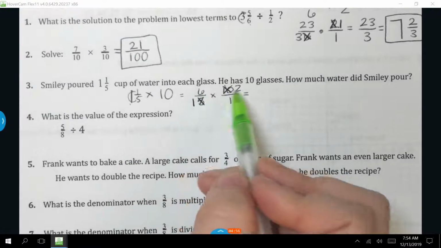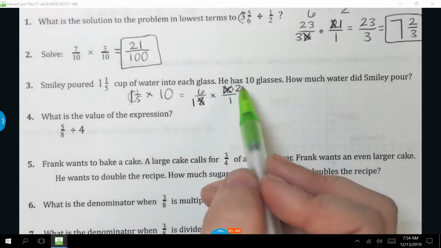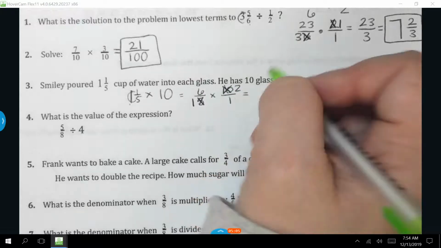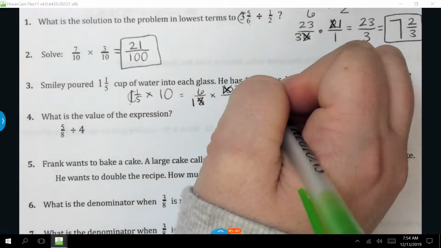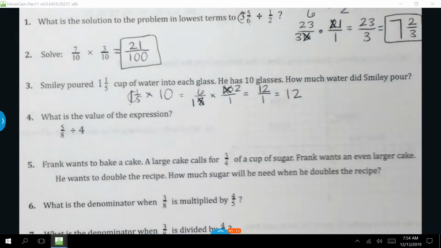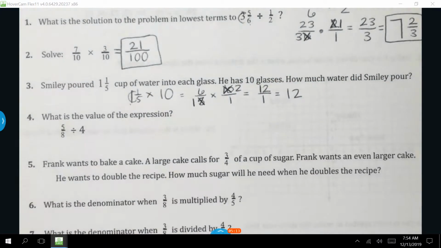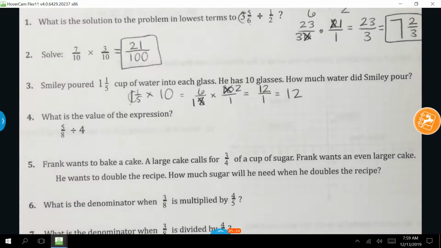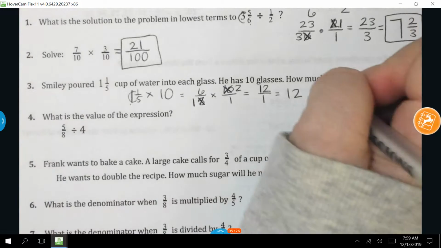But you can't do it. Why can I not simplify 6 and 2? Yeah, they're across from each other on the same level. Are they opposites? No. So on the top, I get 6 times 2 is 12 over 1, which is the same as 12. We'll write out that sentence after announcement. Okay, so filling in our sentence, we're going to write out, Smiley poured 12 cups of water.